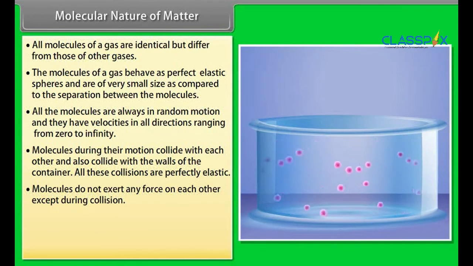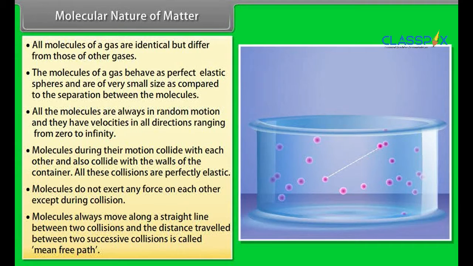Molecules do not exert any force on each other except during collision. Molecules always move along a straight line between two collisions, and the distance traveled between two successive collisions is called the mean free path.